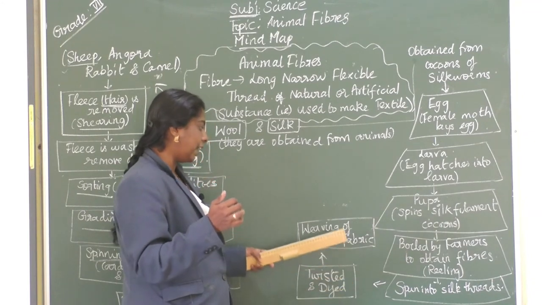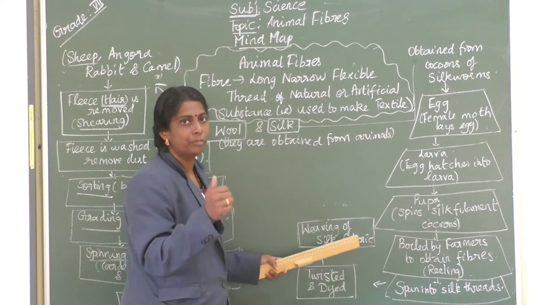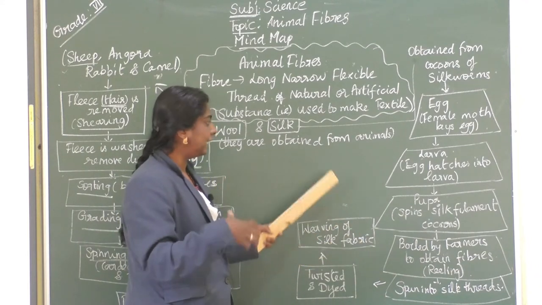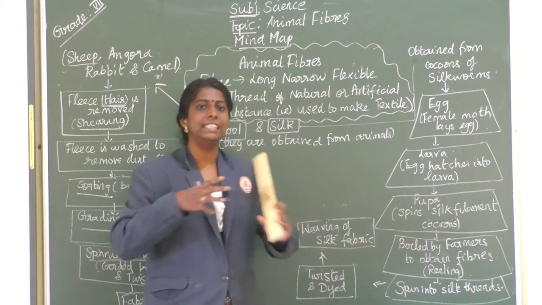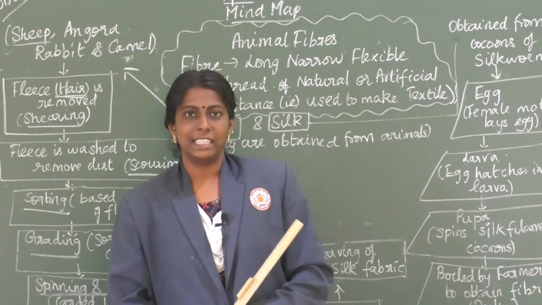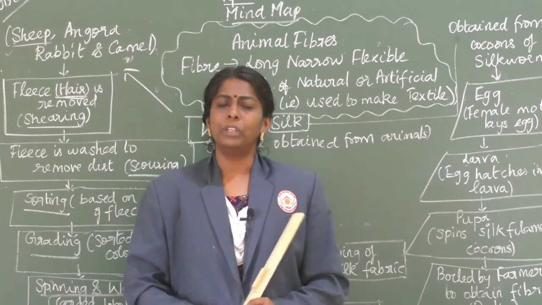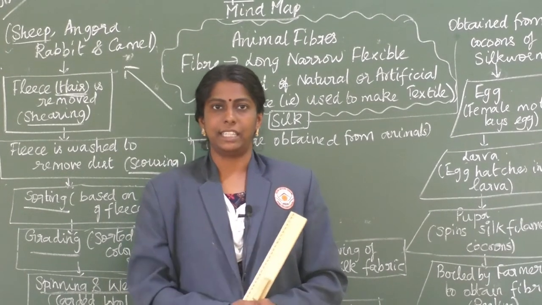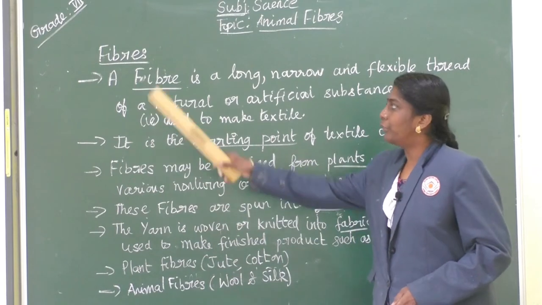Dyes will be added, and finally you will be getting a silk fabric. So finally you are getting a silk sari or anything made of silk. So this is the entire mind map of this lesson. Now we are going to learn about each and every fabric in detail. Yes children, now about fibers.